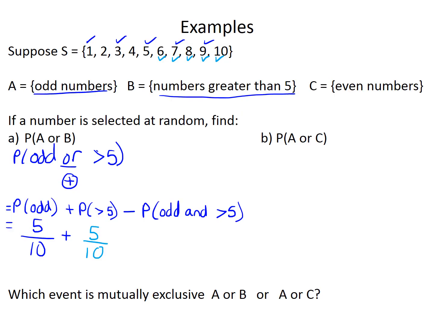Which, if we forgot to subtract off the intersection, we would realize it because 5 tenths and 5 tenths is 10 tenths. And we have several numbers missing, so we couldn't have a 100% probability. So we want to subtract off the ones that we double counted. We double counted odds that were greater than 5, and odds that are greater than 5 were 7 and 9. All right, so that probability is, those are 2 of the 10 numbers.